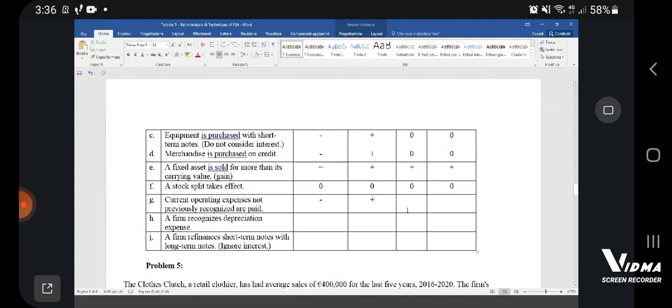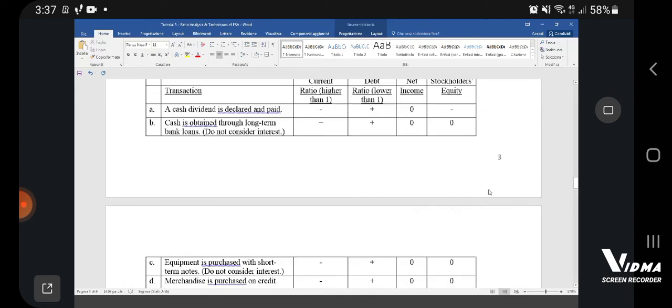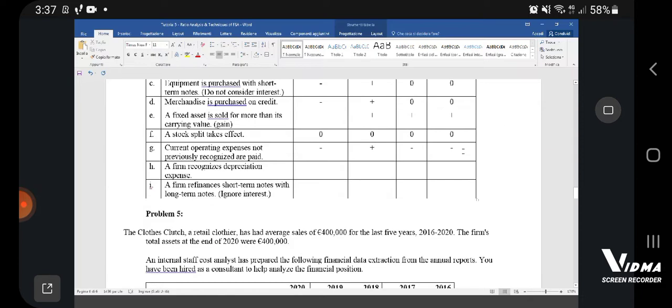Okay, so net income, if I'm paying some current operating expenditure, if I've not recognized them previously, I recognize them as expenses now. So this means a minus impact in the net income. And if we have net income decreases, we also have the stockholder equity decrease. Why? Because the net income is part of the stockholders' equity section.